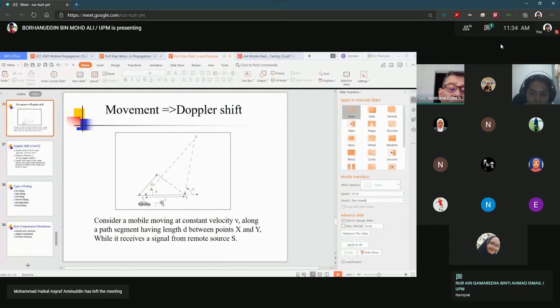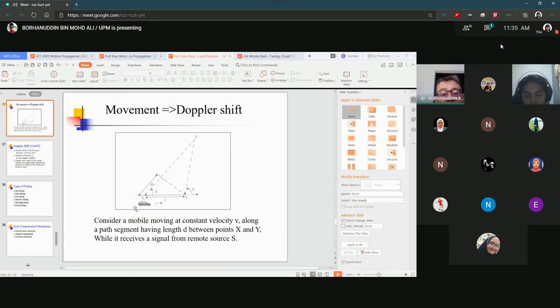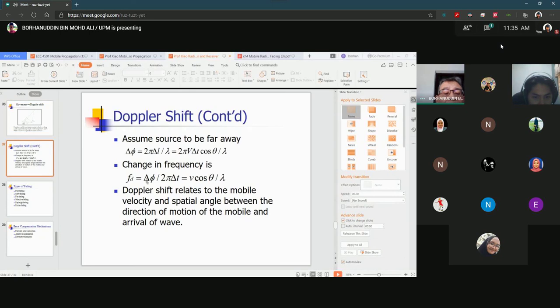Okay. So, there are many other slides that give better illustration, but this is a very simple, very poor one. So, this car is communicating with this S, I don't know what S is, or remote source S, which is a base station. Now, it is traveling at a certain speed, at a certain distance d, and the radio propagation will be affected according to its speed and direction.